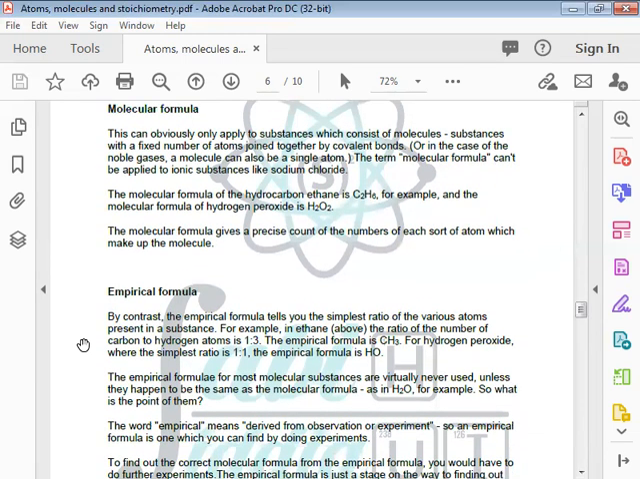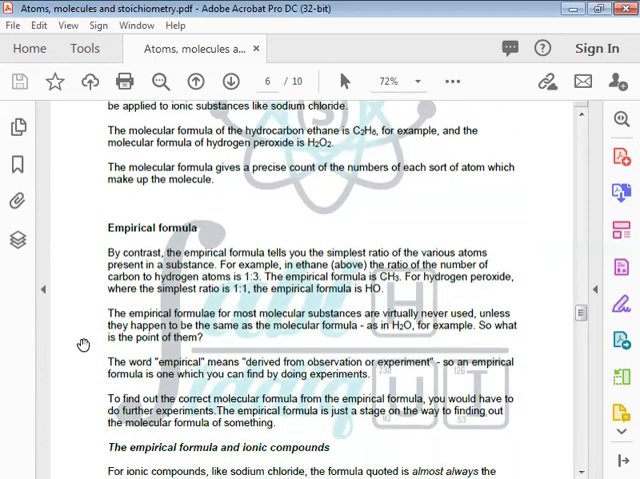Two things. First, molecular formula is specifically used for molecules. Empirical formula can be used for molecules and even for ionically bonded substances. Is this clear? So that is what an empirical formula is. Okay.